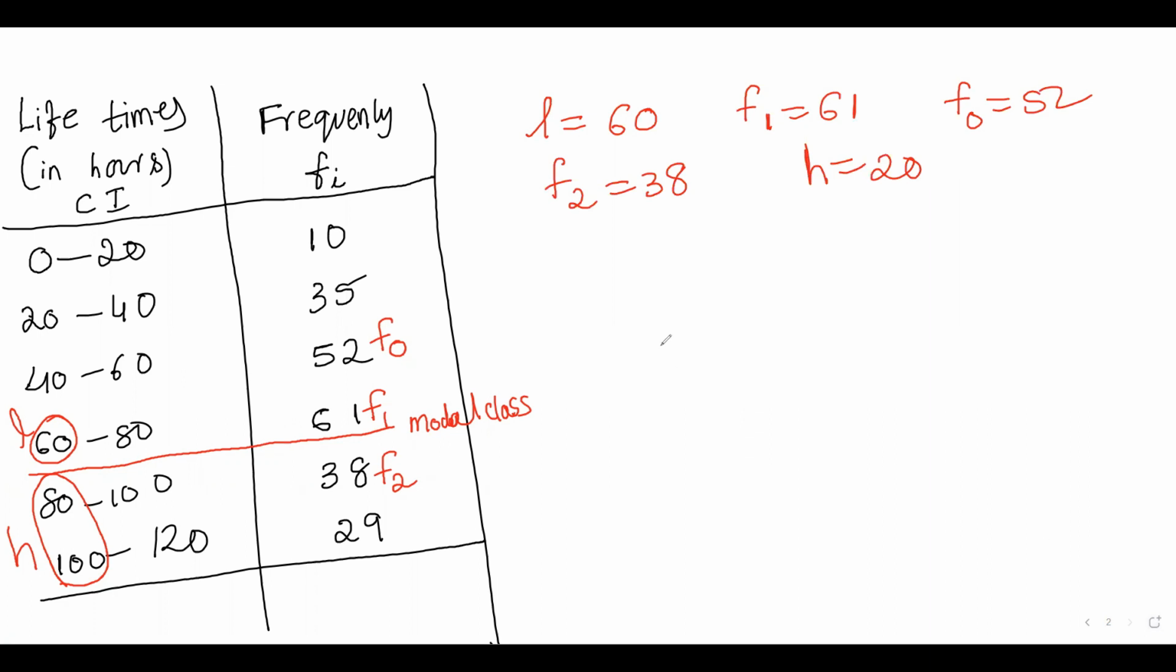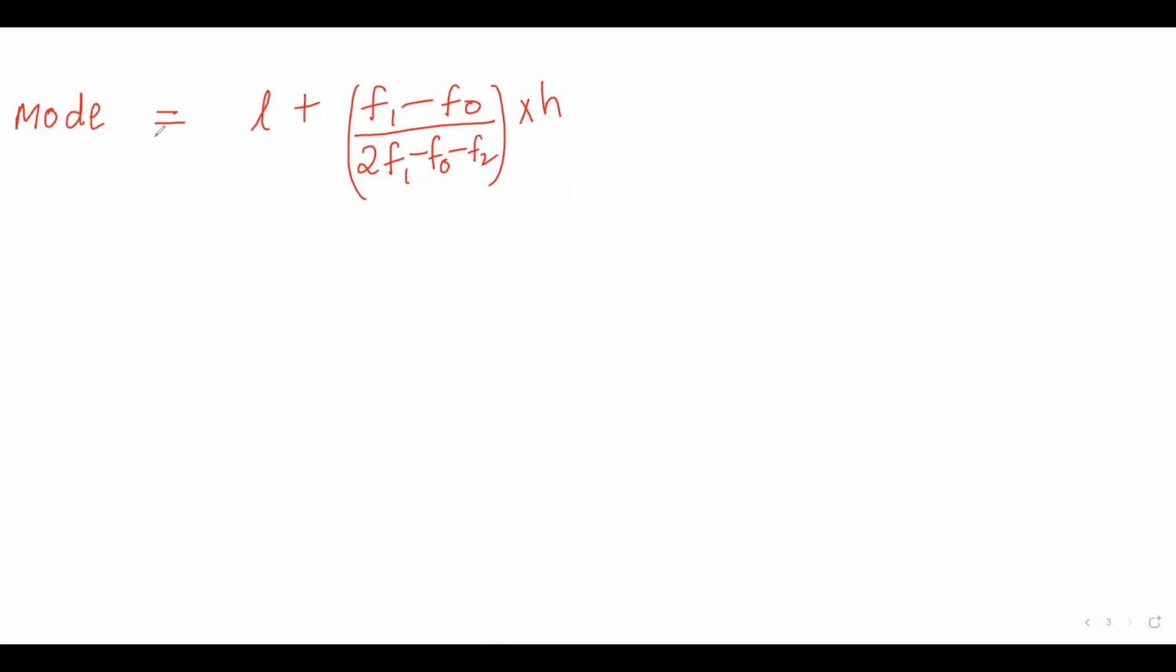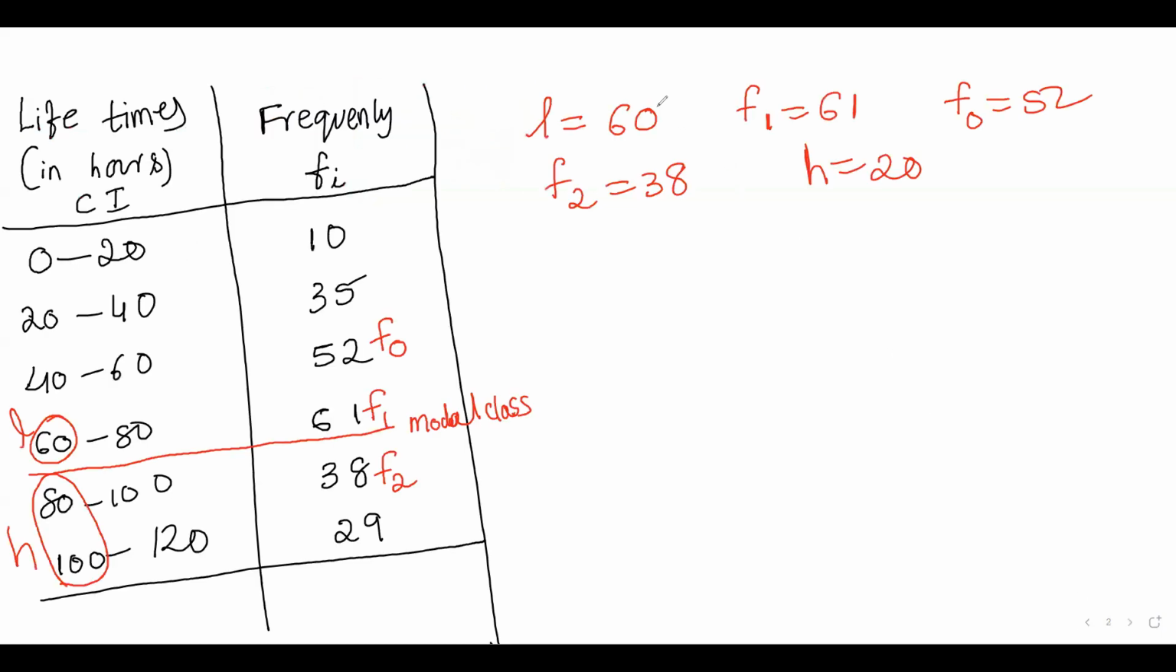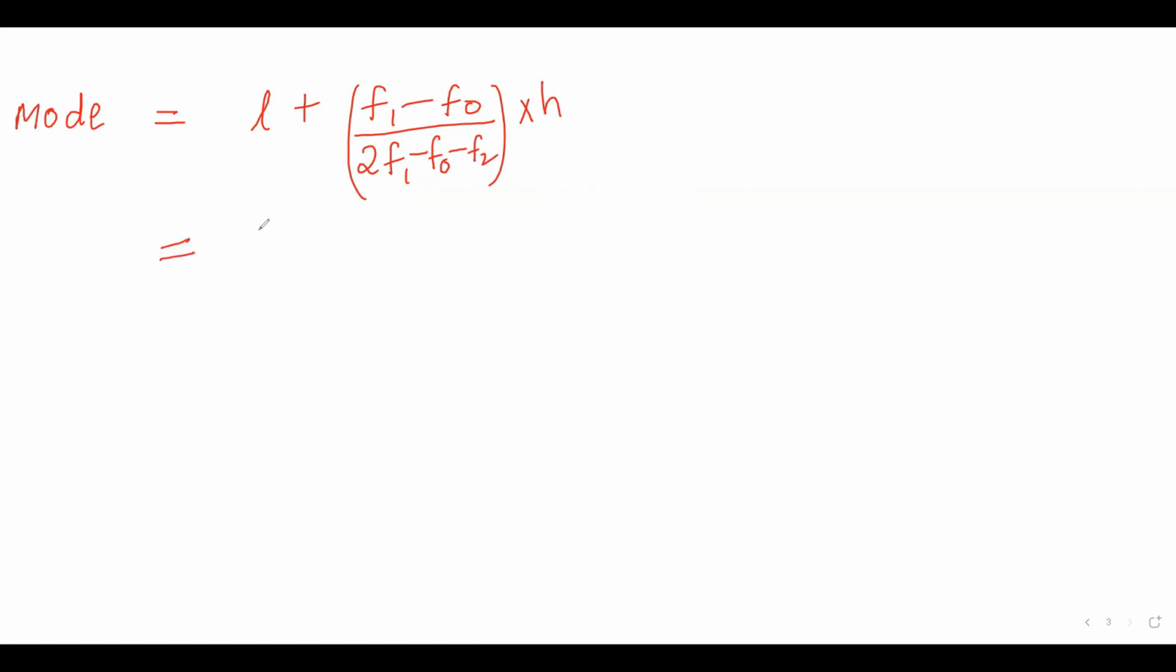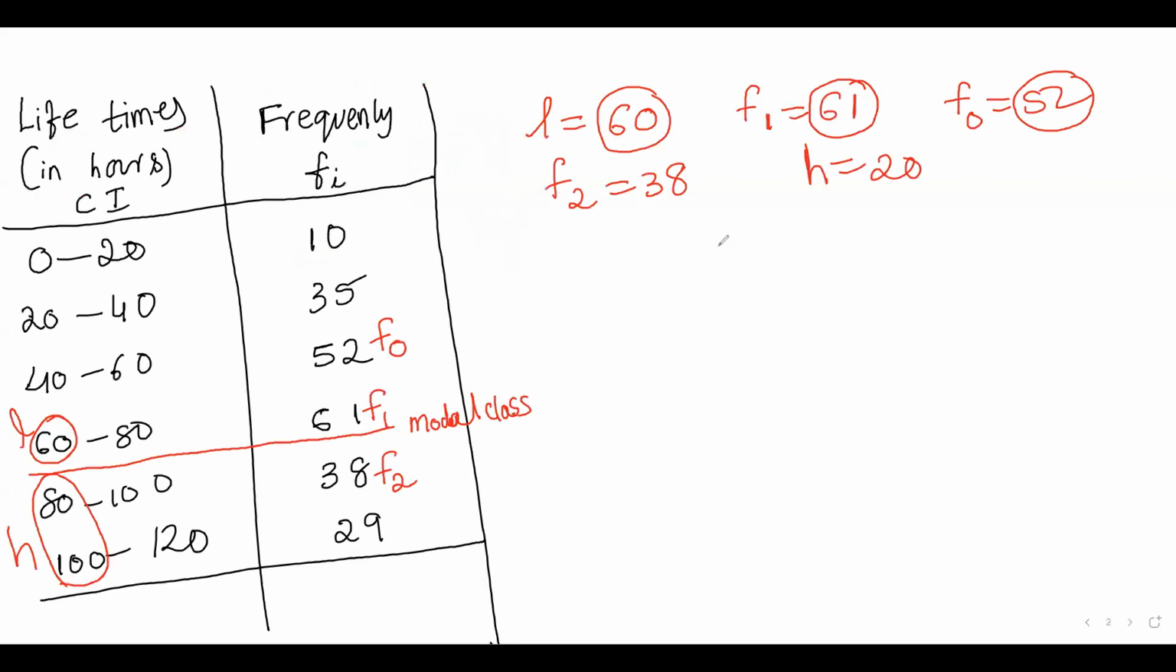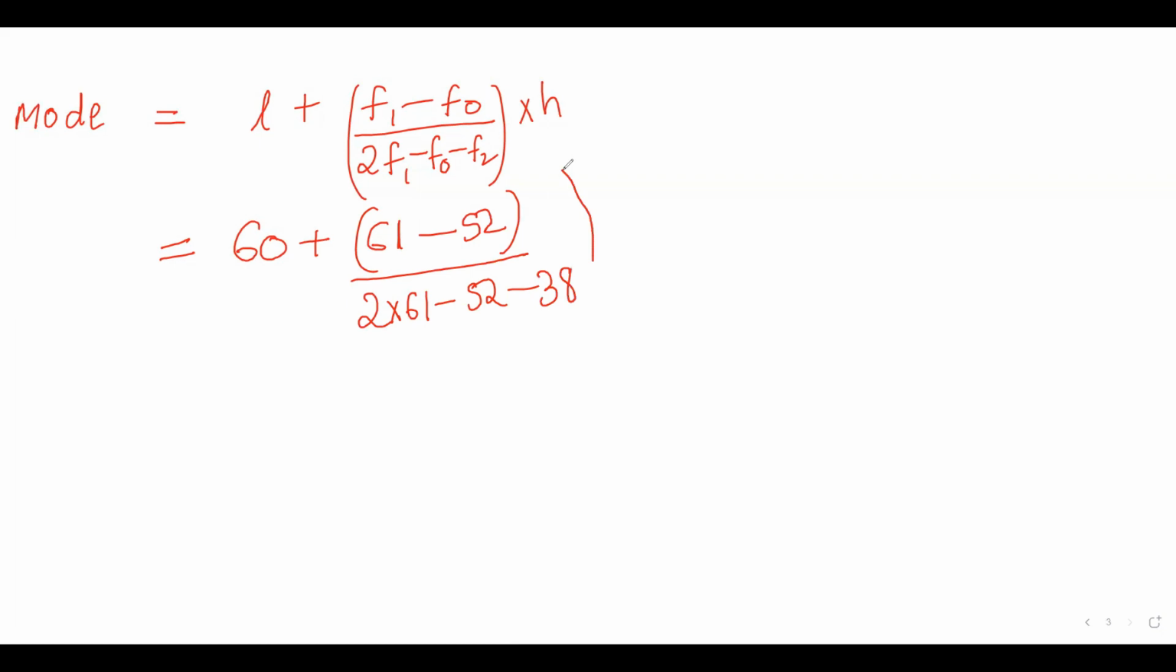Now, let us apply the formula. So let us write the formula. Mode is equal to L plus (F1 minus F0) by (2F1 minus F0 minus F2) into H. Now substitute the values. L is 60, F1 is 61, F0 is 52, F2 value is 38 and H is 20.